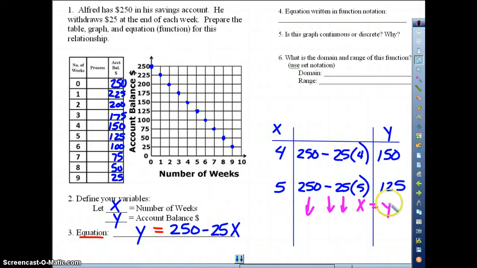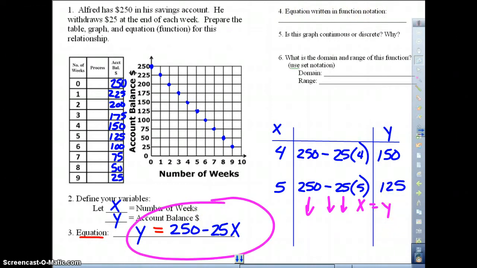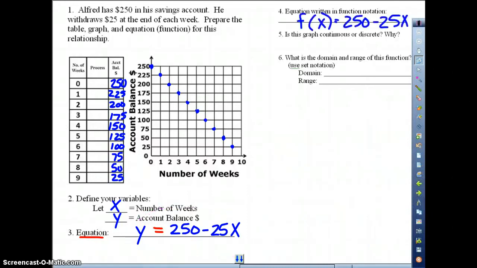All right. Number 4 says, equation written in function notation. You guys go ahead and write me an equation. Write this equation, but write it in function notation. That means you're going to replace the y with what? F of x, yeah. Yep, that's pretty easy.